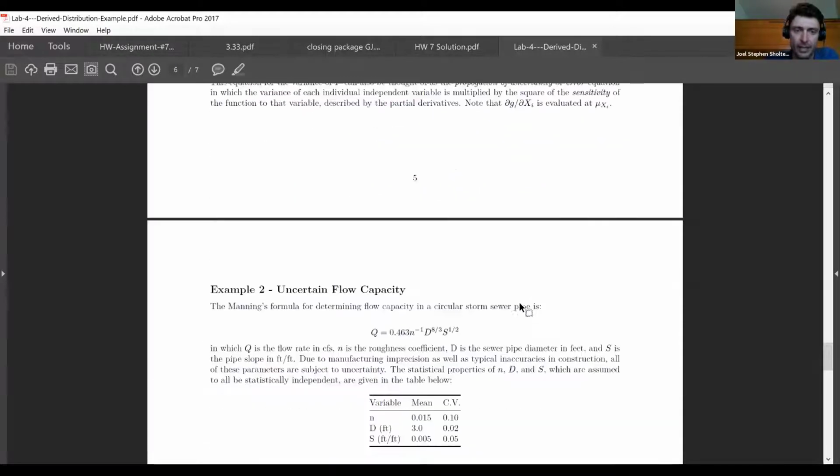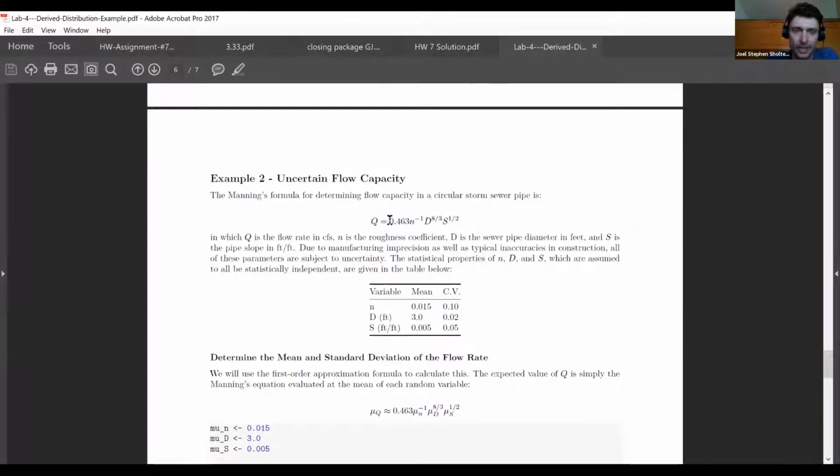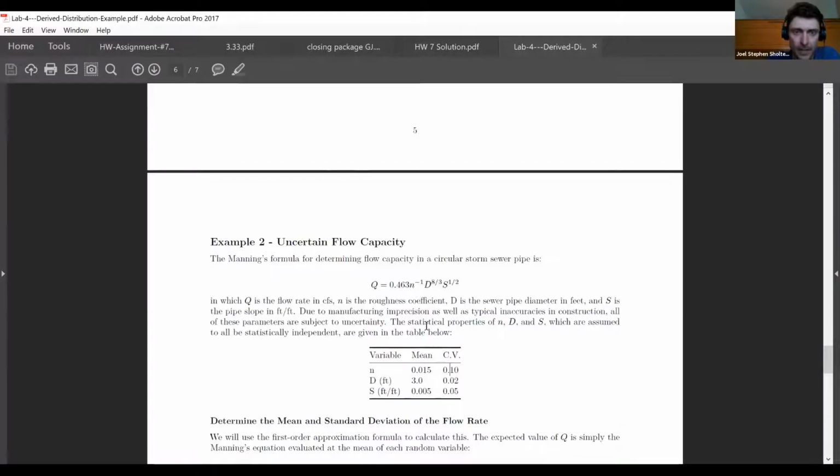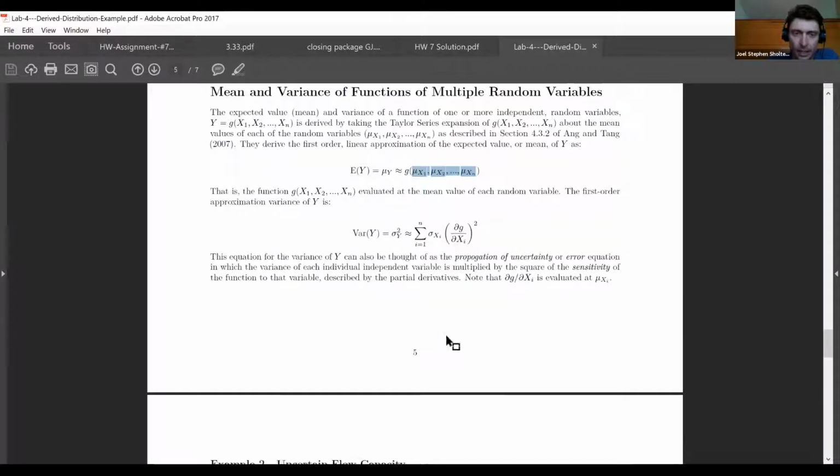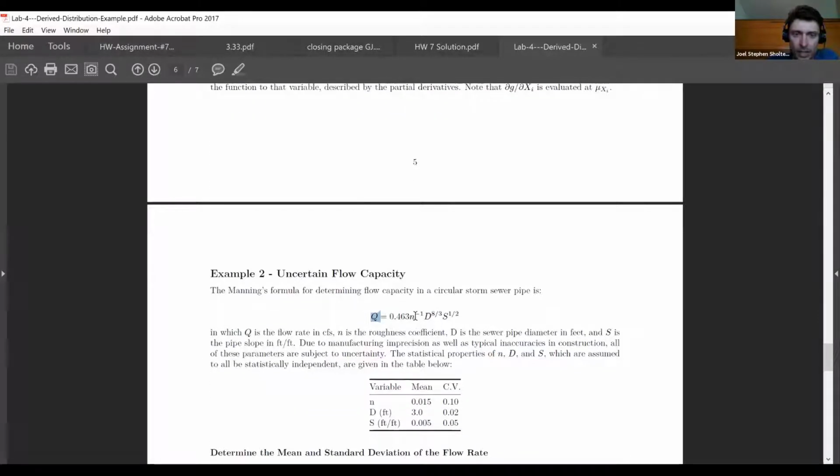And so say, here's an equation that represents the discharge rate in a pipe using the Manning's equation, a circular pipe. And if we say that the Manning's roughness value is uncertain, the diameter is uncertain, the slope is uncertain, with a mean and a coefficient of variation. So all of these have some sort of distribution or uncertainty associated with them. Then the expected value of discharge, or that Y distribution, is going to be that function evaluated at the mean values of everything. So if I want to know the mean value of Q, I'm just going to plug in the mean value of N, D, and S.